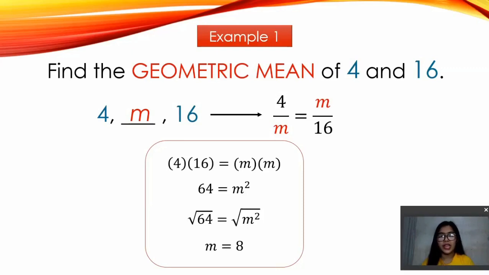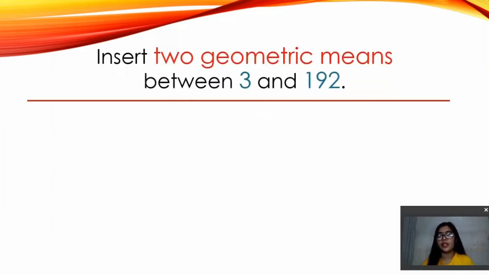Nakuha ba yung unang example? So, kung oo, let's proceed to the second one. Insert two geometric means between 3 and 192. This time, dalawa na yung hinahanap na geometric mean. So, hindi natin pwedeng ma-apply yung unang step dito. So, what are the steps to follow in finding geometric means?